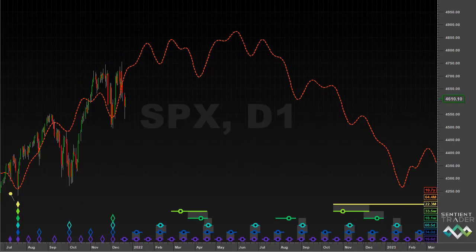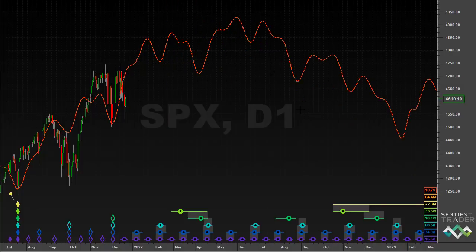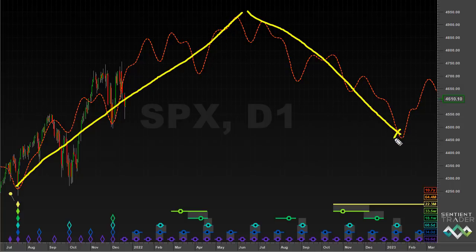Now, I should point out that here too, Sentient Trader has detected that sigma L is beginning to turn down, because when I turn off the sigma L contribution to the composite model line, you can see that, of course, we are still expecting an 18-month cycle peak to form, but it is not expected to move quite so far down into the 18-month cycle trough expected in early 2023.